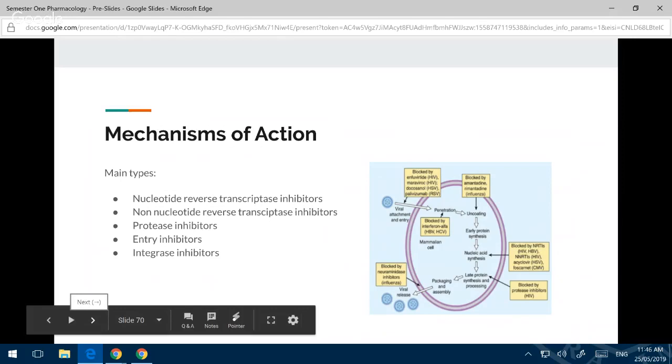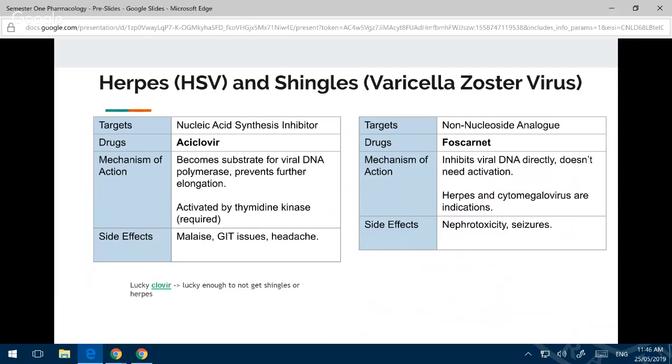Firstly, treatments for herpes and shingles, we have this one on the left, acyclovir, targeting nucleic acid synthesis. What this does is it becomes a substrate for viral DNA polymerase, and that prevents further elongation. It does require this kinase here. A good way of remembering it is lucky clover, you're lucky enough not to get shingles or herpes.